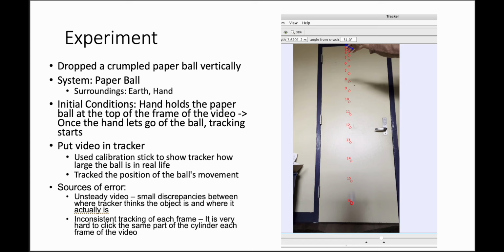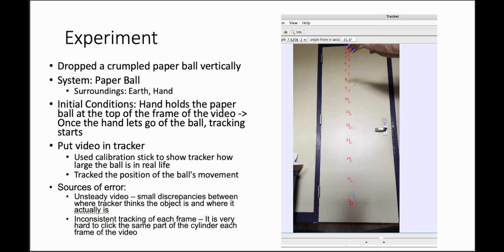This video was then put into Tracker, and I first used a calibration stick to show Tracker how large the ball was in real life and gave it a measurement. I then tracked the position of the ball's movement each frame, clicking on the location of the ball as each frame went along. So some sources of error here are unsteady video.